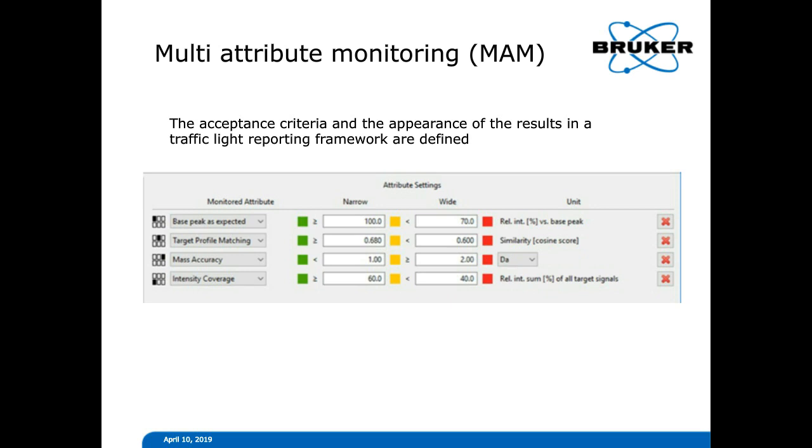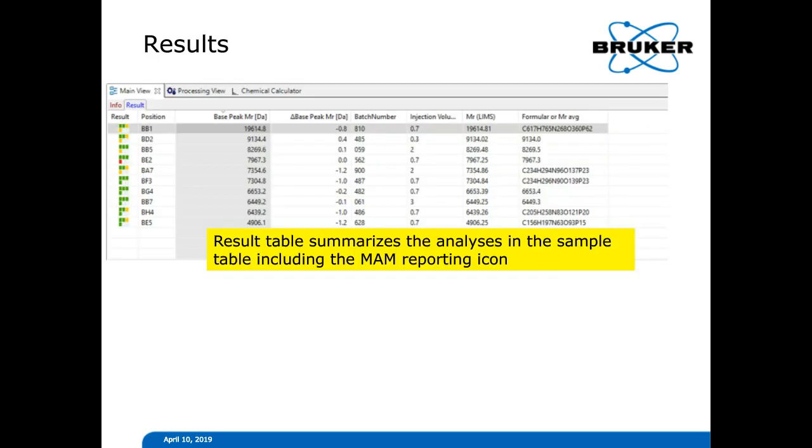The actual results table view provides access to the full information seen in the sample table as defined in the method wizard. It also shows the multiple attribute monitoring icon for a complete overview of all the sample analyses. The result visualization works with several views that relate to each other.